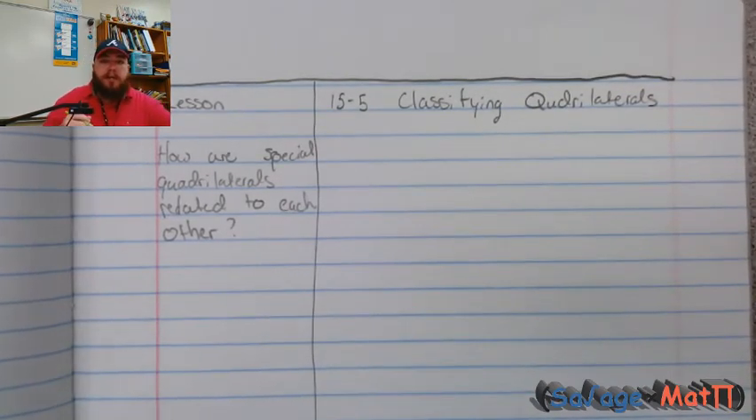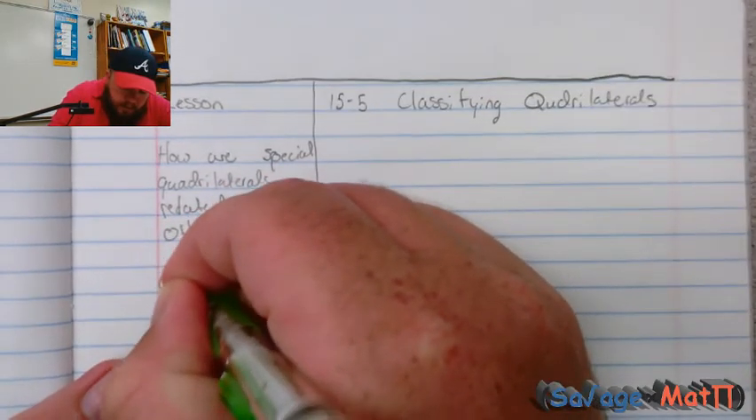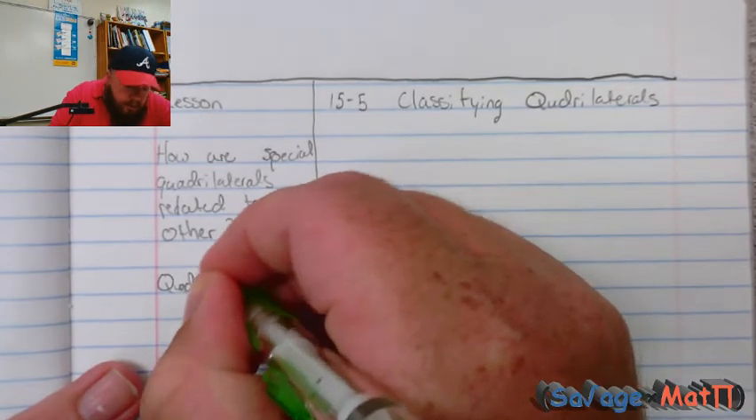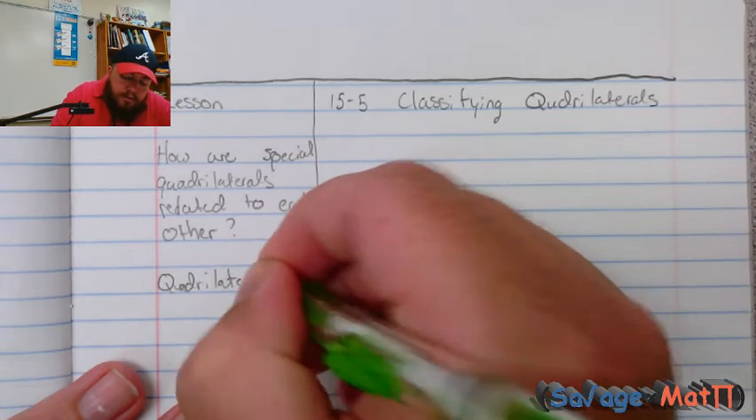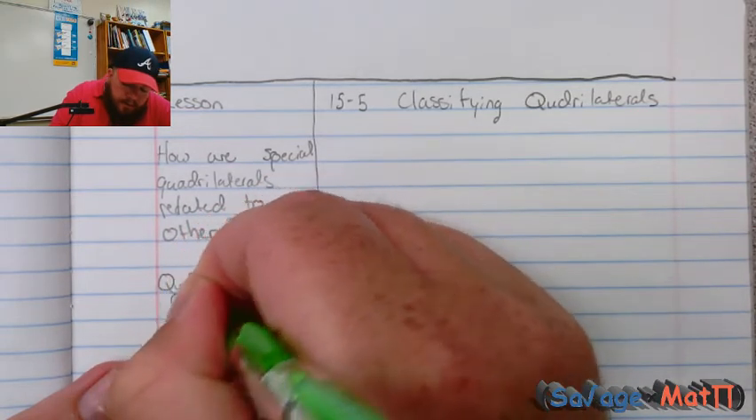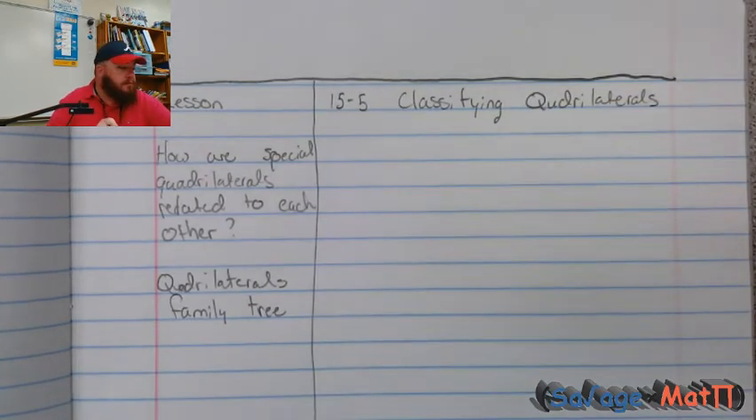So once you come back to me and we're back in 15-5, we're just going to draw a family tree today of quadrilaterals. So we're going to label this quadrilaterals family tree. And today's notes will actually be really simple.